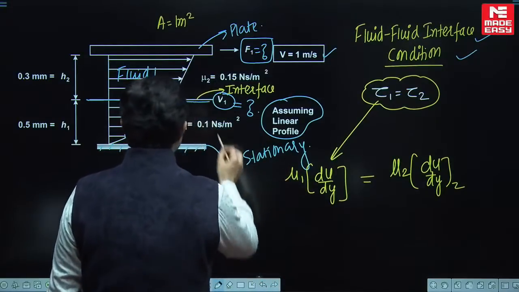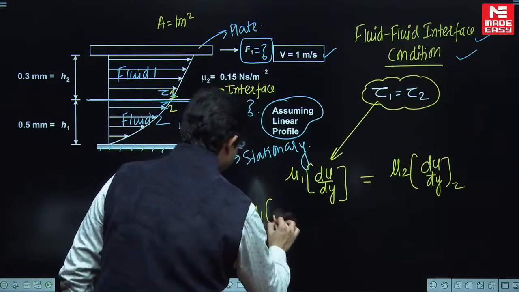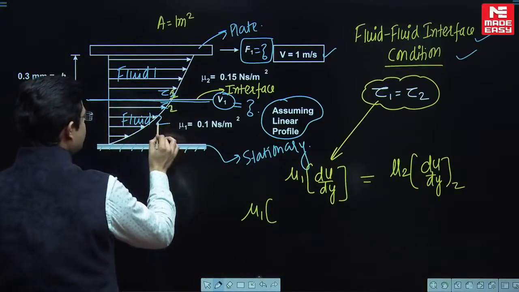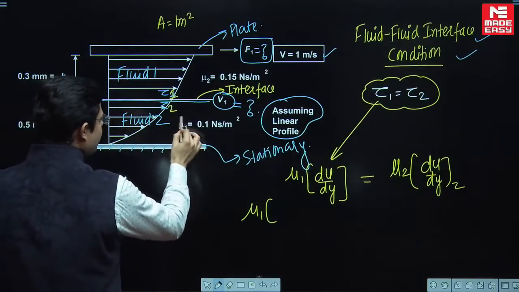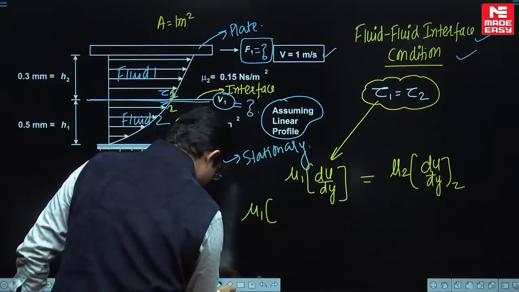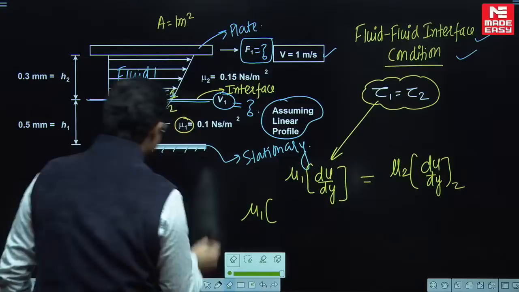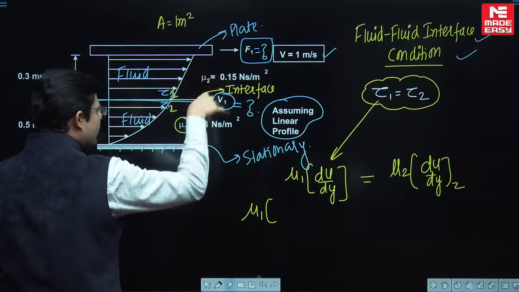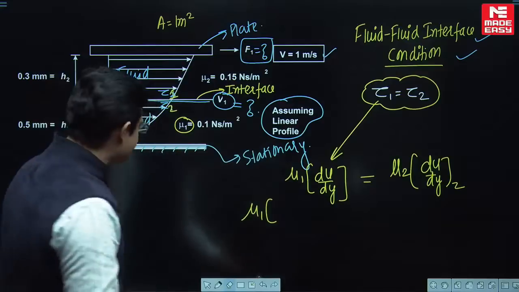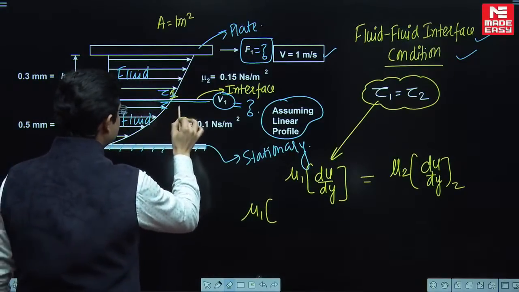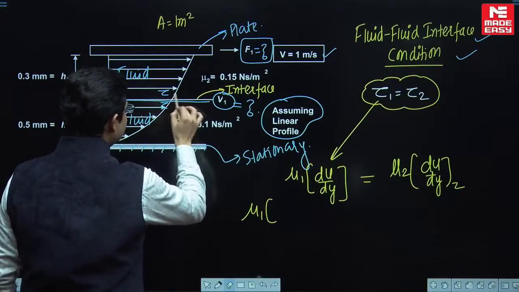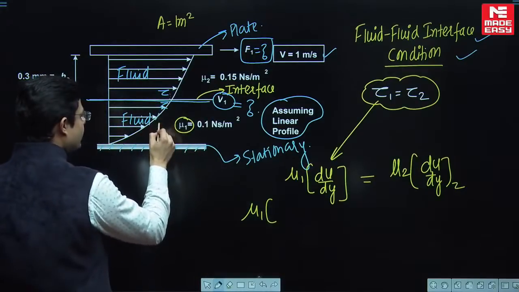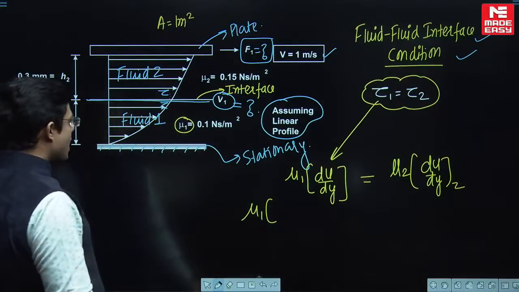So mu 1 is given in the problem. Du, my dear students, this is your first fluid. Don't worry, according to the diagram let us change it, so that you guys should not be in any type of confusion. Okay, look here. This is fluid 1 and this is fluid 2.